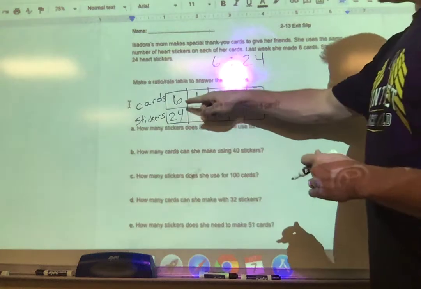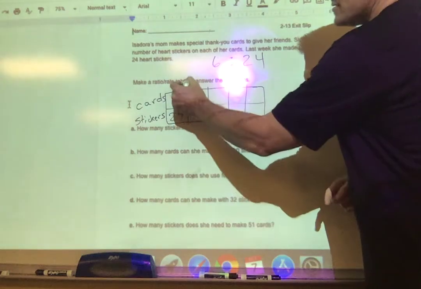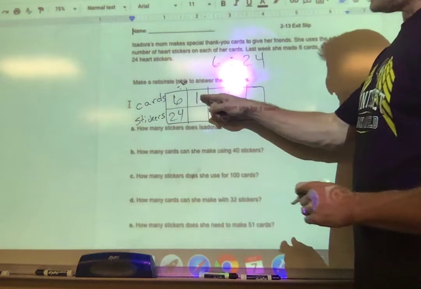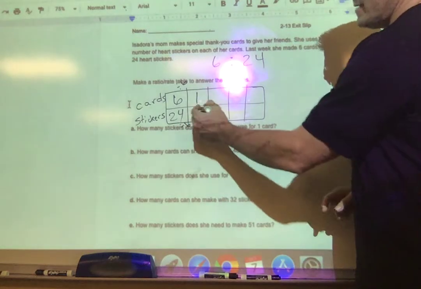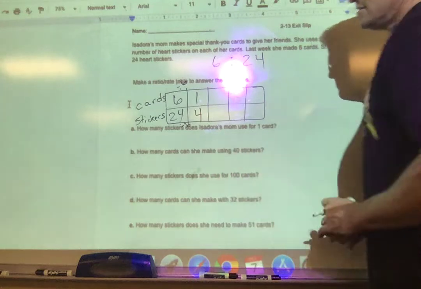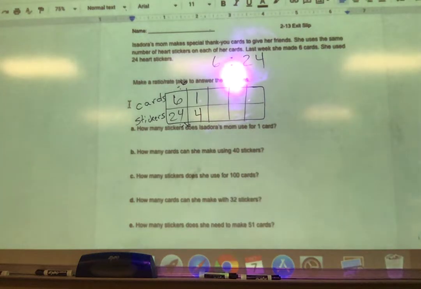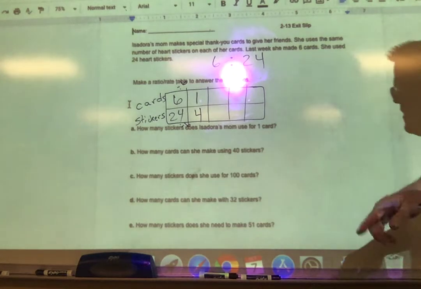So I know if I divide 6 by 6, so if I divide this by 6 here, that gets me down to 1 card. So I must divide the bottom by 6. So 24 divided by 6 is 4. All right, so I know for every 1 card, I use 4 stickers. And that's a little bit easier to understand, so we put them in that unit rate. All right, so we're going to use that to help us here.